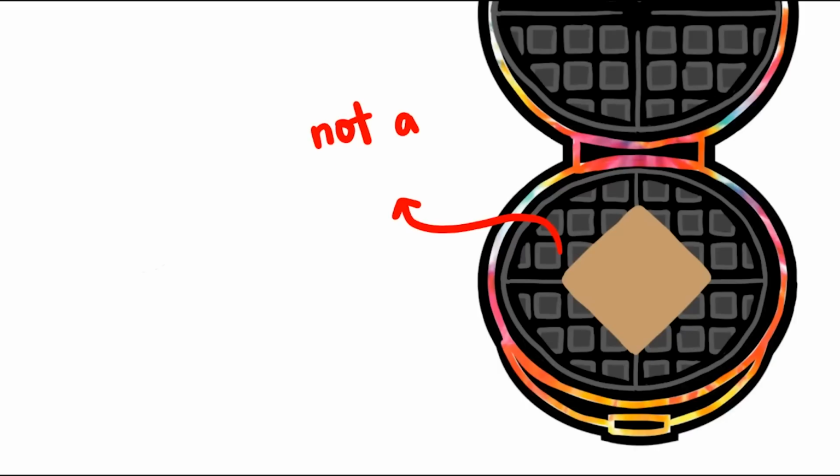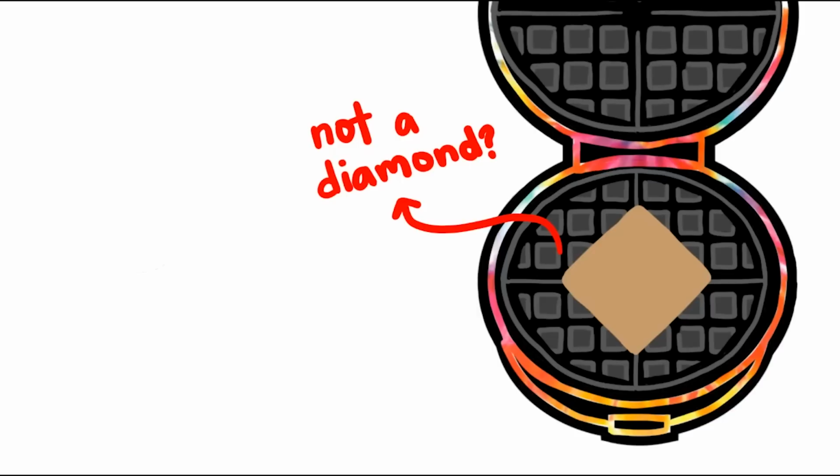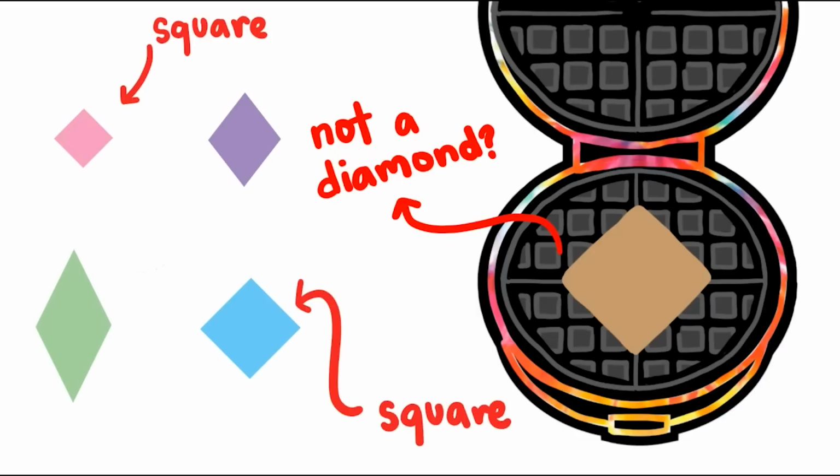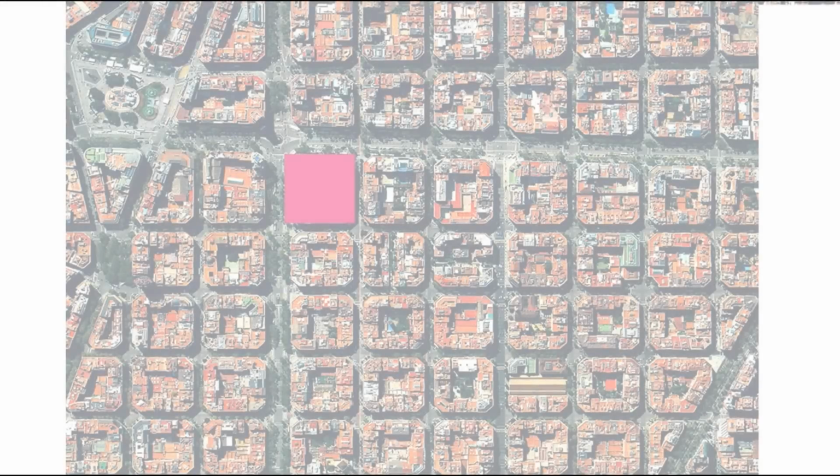Now, why didn't I call it a diamond? Because there is no diamond shape in math. What most people call diamonds are just squares, or sometimes a non-square rhombus, just oriented in a certain way. Rotated squares emerge as circles whenever we are in situations where travel is limited to grid lines.